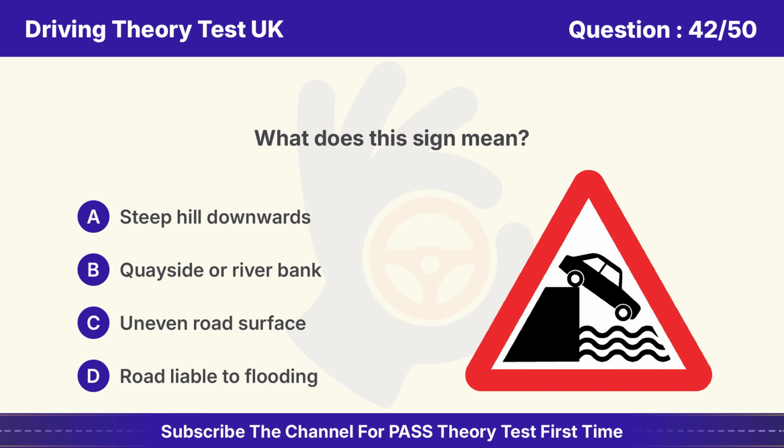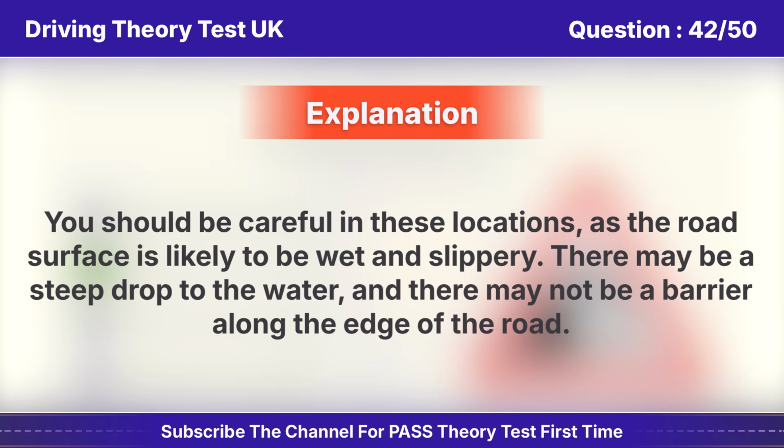Question 42. What does this sign mean? Answer is B. Quayside or river bank. You should be careful in these locations, as the road surface is likely to be wet and slippery. There may be a steep drop to the water, and there may not be a barrier along the edge of the road.